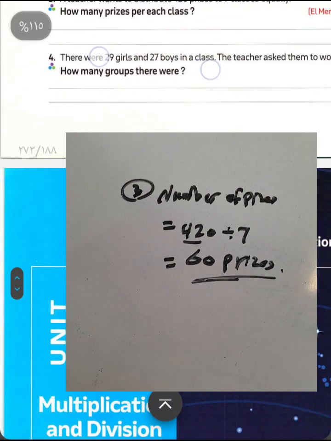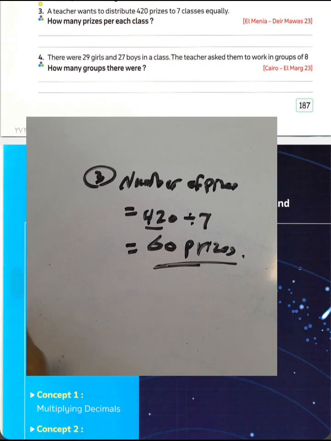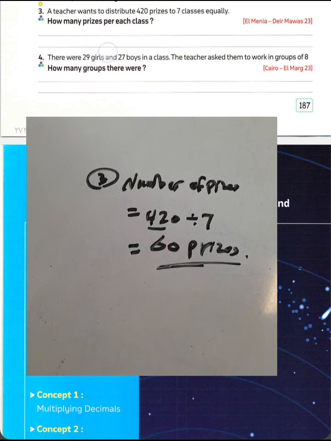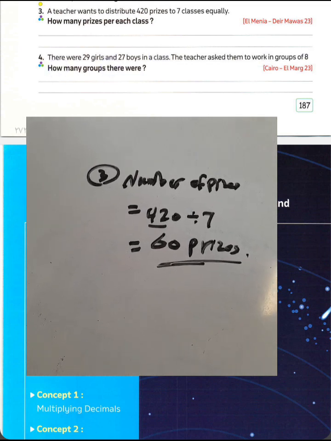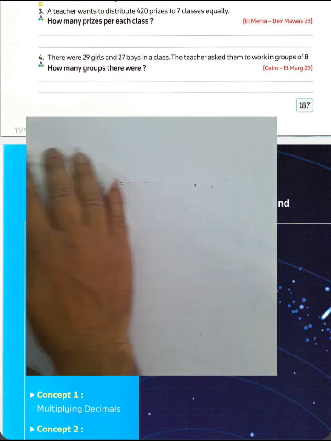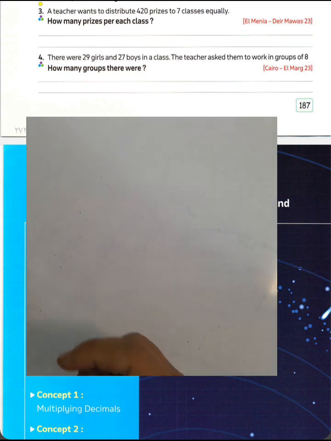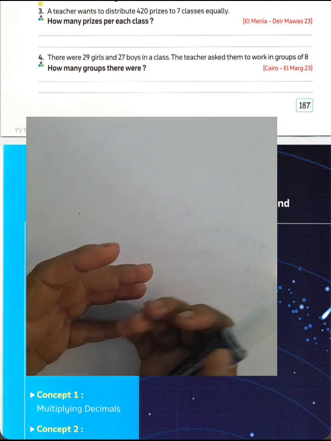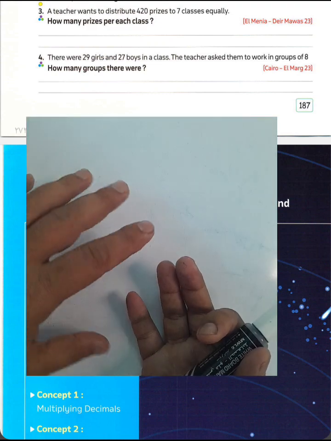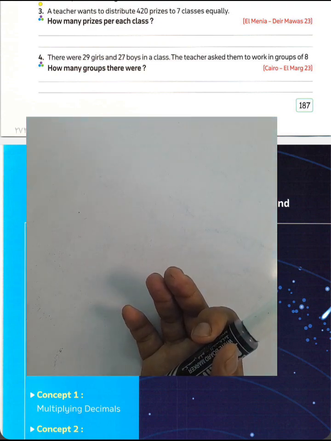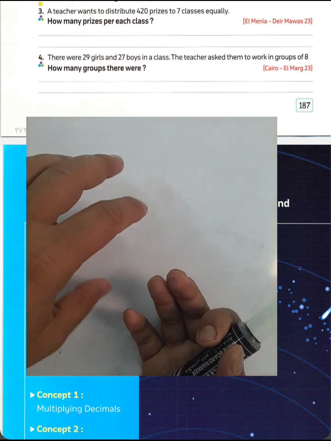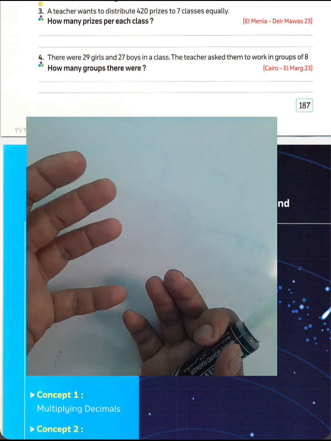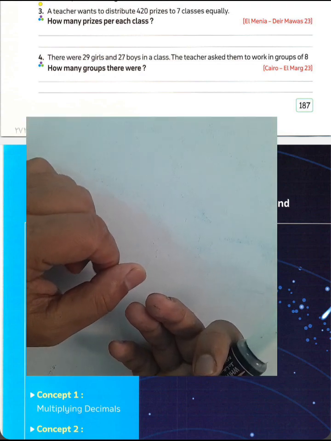Question number 4. There were 29 girls and 27 boys in a class. The teacher asked them to work in groups of 8. How many groups were there? We can find first the number of all students. You must add boys and girls to find the total number of students, and then we can find the number in each group by using the total divided by 8.